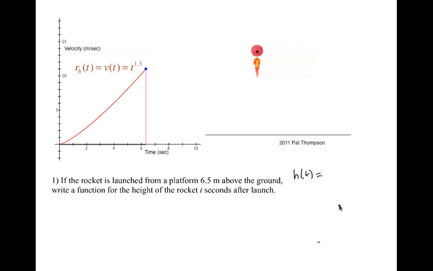Okay, so I want to write the height of the rocket. How do I do that? Do I have my list? Volunteer, height of the rocket. Anybody? Yes, sir. 6.5, plus the integral from 0 to t.